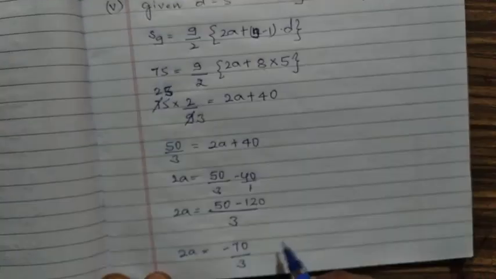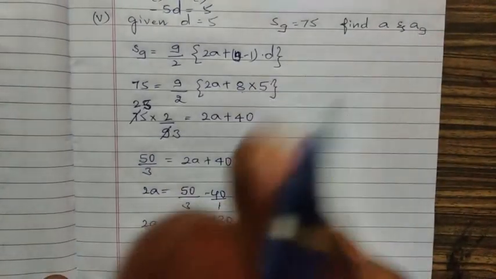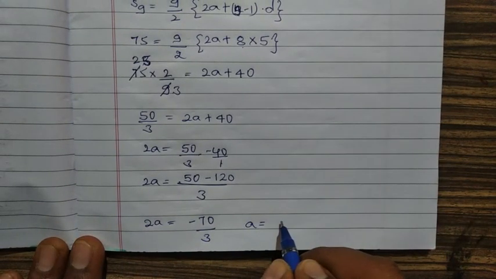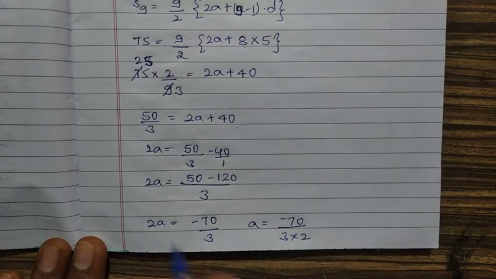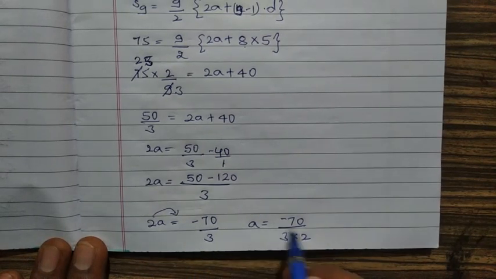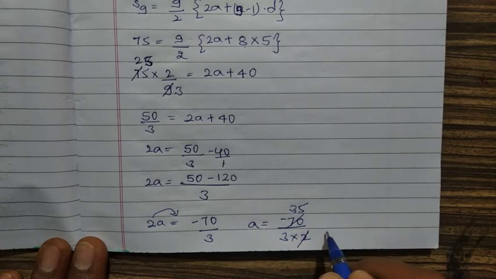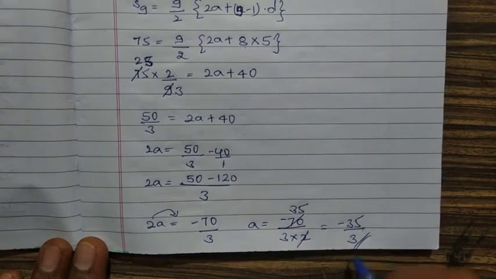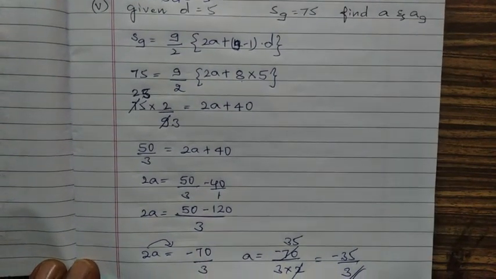Then I need to solve it for a now. So a is equal to minus 70 by 3 into 2. Transfer this 2 to the other side. It becomes a is equal to minus 70 by 3 into 2. So 2 ones are 2, 35 twos are 70. So what is a? It's minus 35 by 3. So we have got the value of a now. So a is minus 35 by 3.